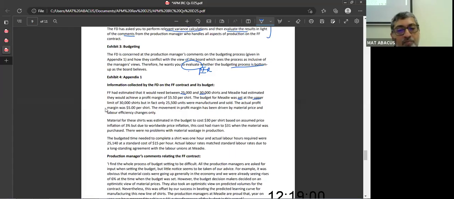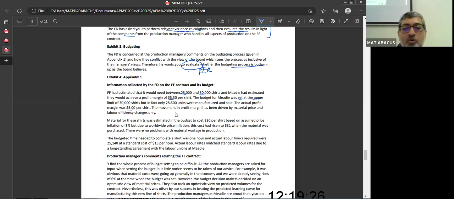The actual profit margin was $5. So they had expected $5.50, $5. So what seems to be happening in these companies already, from here you can see, is when they set targets, they tend to set the targets at a level which is high. And that, for part B, already indicates that perhaps the bottom up is not really bottom up. So we'll have to see.